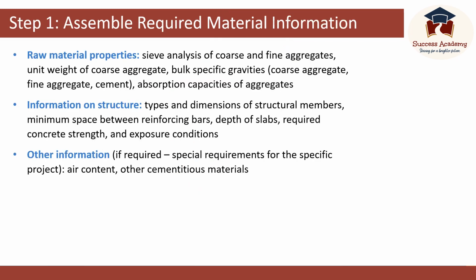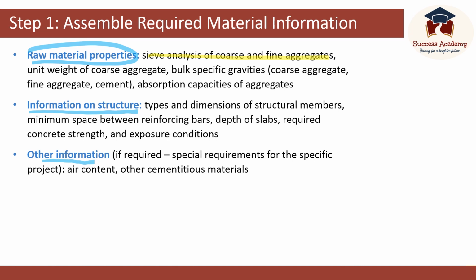First step is assemble required material information. We need to know the raw material properties. We need to know the information on the structure, and also there are some other information sometimes we may need. When you look at the raw material properties, we need the sieve analysis data for the fine and coarse aggregates. That means the particle size distribution.